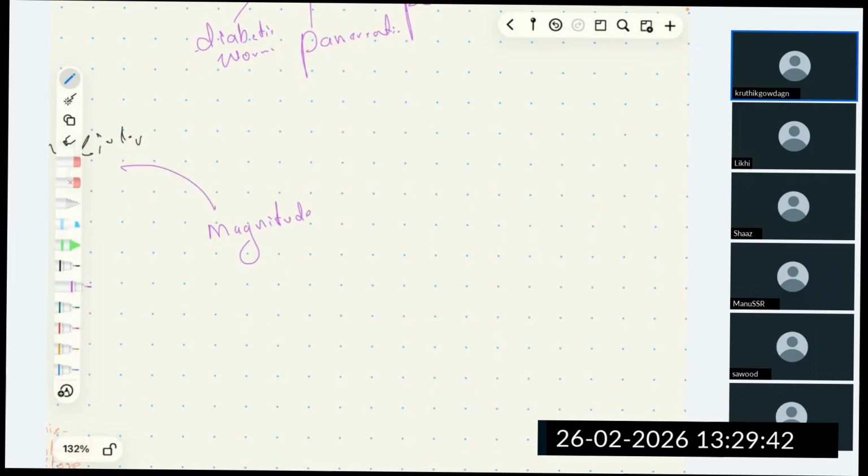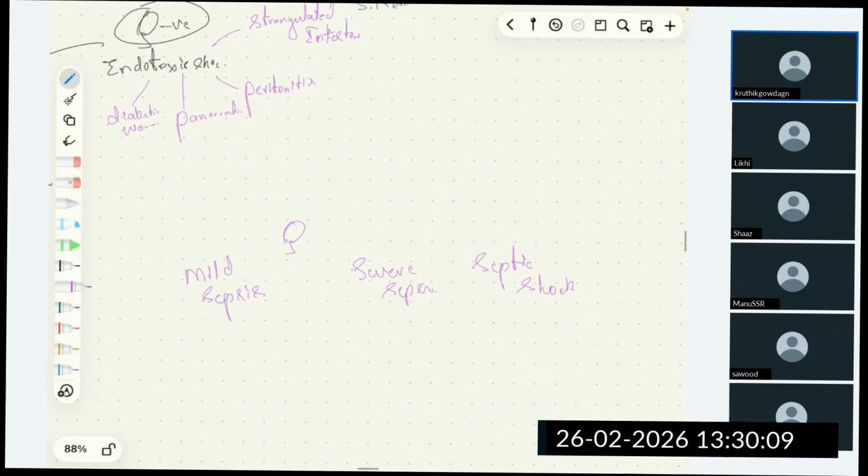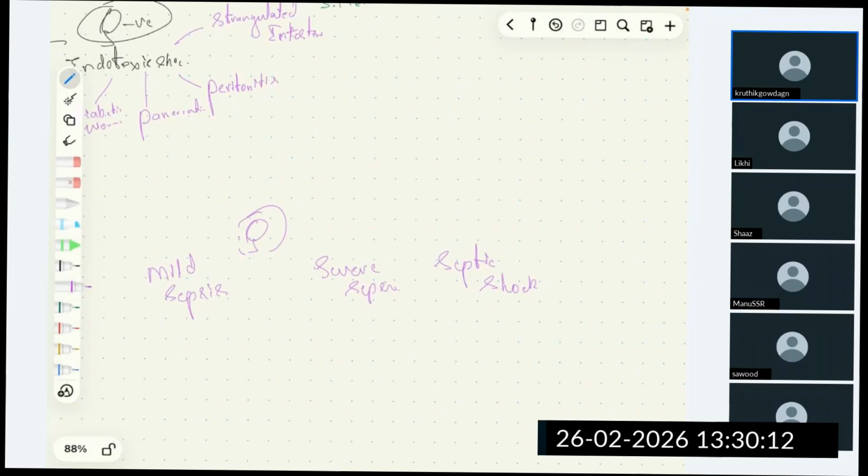We have magnitude of infection varying from mild sepsis, severe sepsis, and septic shock. This point is very important, please listen carefully. How to differentiate these things? If the patient with mild sepsis shows fever, tachycardia, and leukocytosis, which we encounter daily.